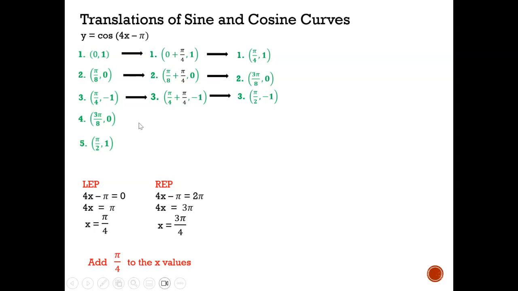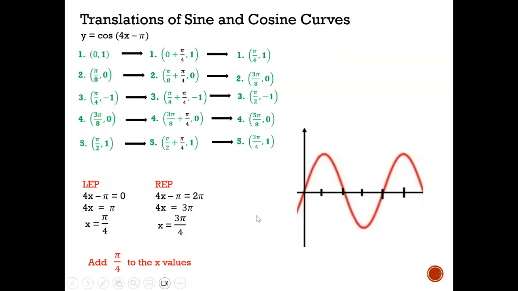My fourth point is going to be 3 pi over 8 plus pi over 4, which will give us, I believe, 5 pi over 8, 0. And finally, we have pi over 2 plus pi over 4, which will give us 3 pi over 4 and 1. So these are my new points for that translation, guys. Now these points become these right here.